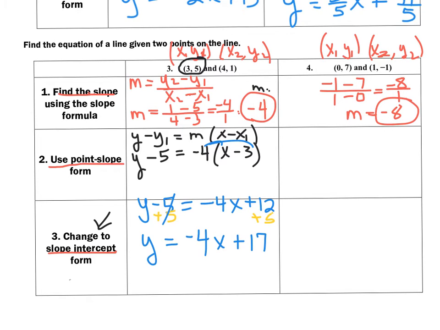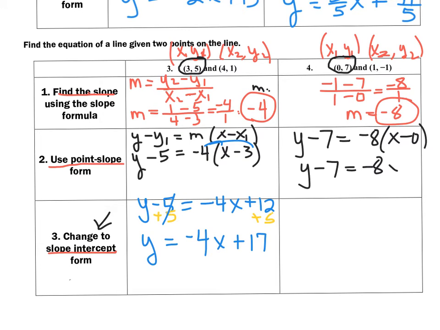Now I'm going to plug it into the point slope form. So I have y minus, I'm using this one, 7 equals negative 8 times x minus 0. That's my point slope form. Actually, yeah, just leave it like that. You could also use negative 8x and leave it, because 0 times the negative 8 is going to give us 0, and we don't have to write that. But you can leave it like this and it's still correct.